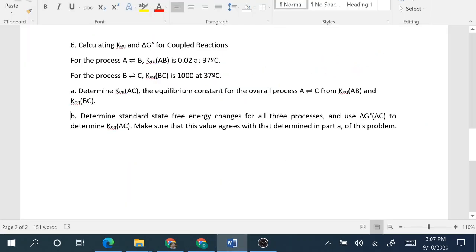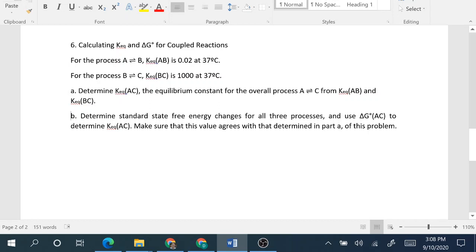For this next problem, which is problem 6 in chapter 3, we'll be calculating KEQ and delta G naught for coupled reactions. So our question reads, for the process A goes to B, which is a reversible process, the KEQ AB is 0.02 at 37 degrees C. For the process B goes to C, KEQ BC is 1000 at 37 degrees C. Determine KEQ AC, the equilibrium constant for the overall process A goes to C, from KEQ AB and KEQ BC.